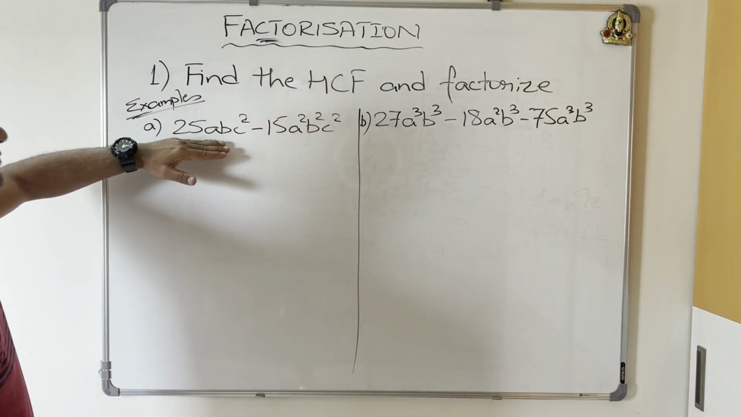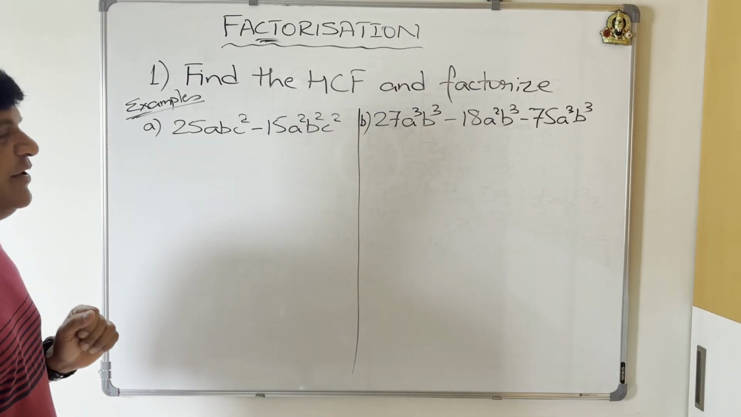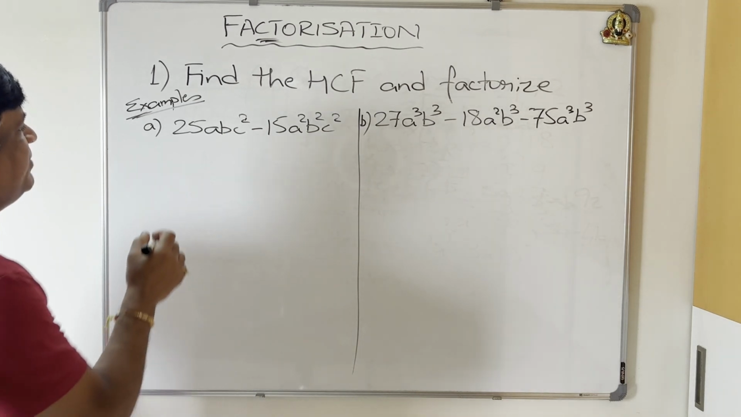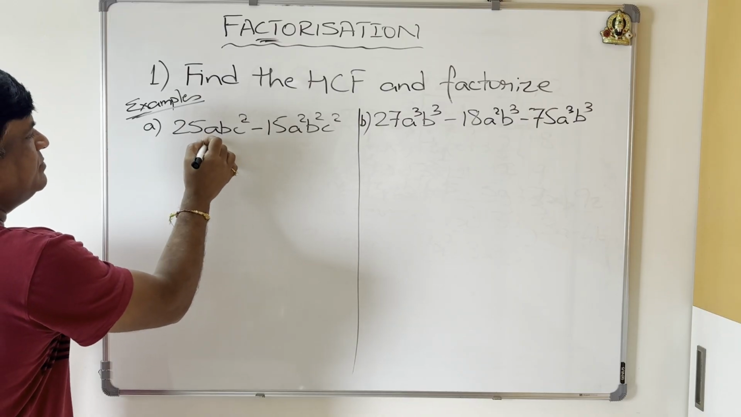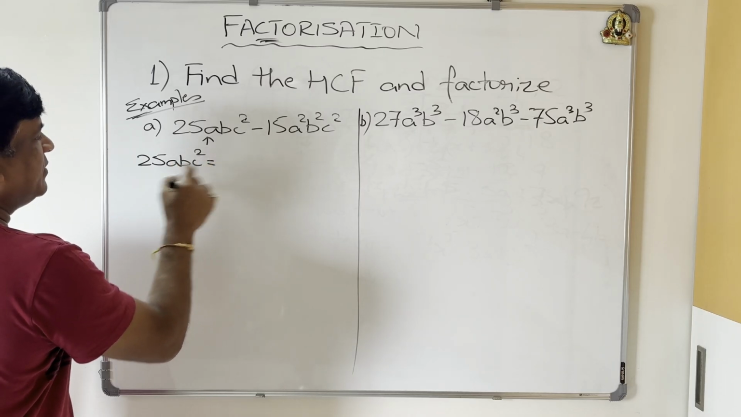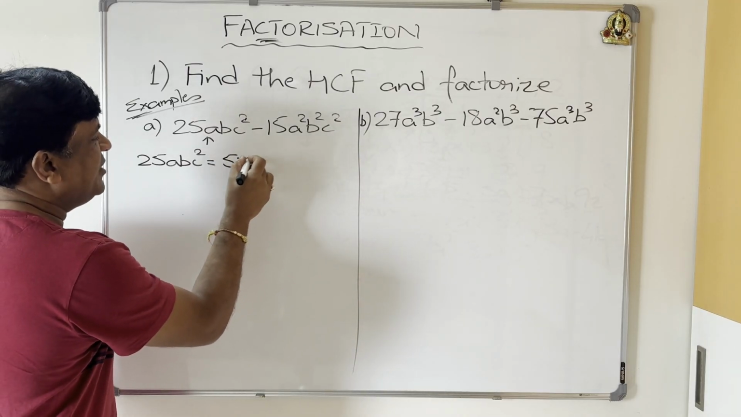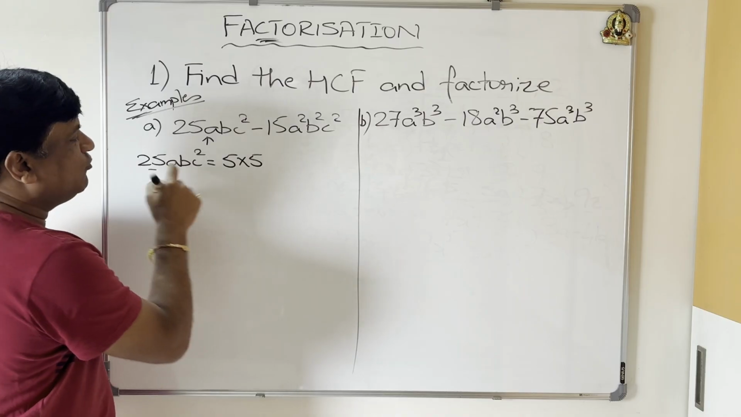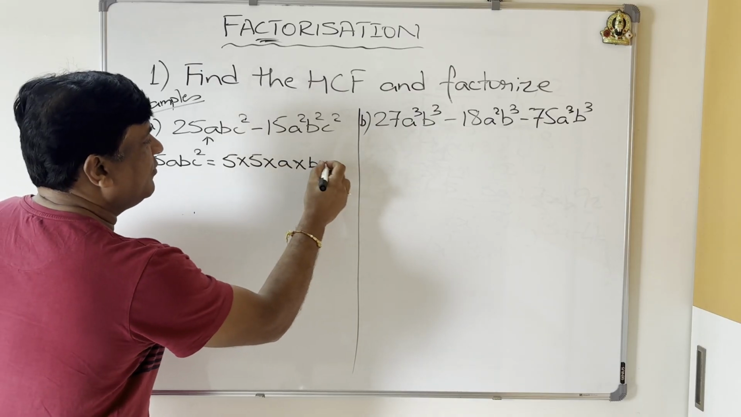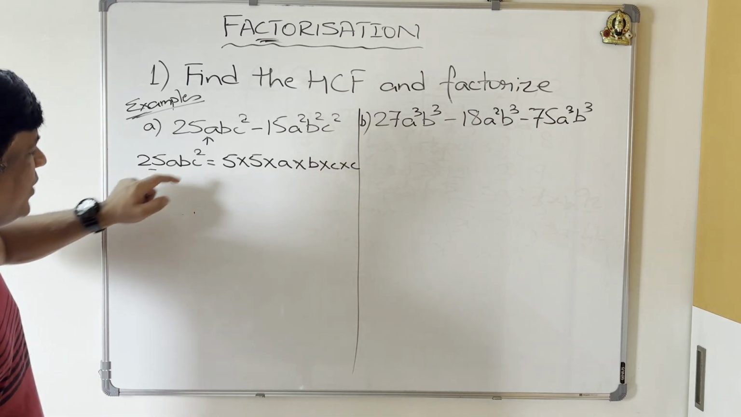For example, you have the first expression as 25ab square minus 15a square b square. You want to break them into two factors. How are you going to do it? The very first method is to take this first term and write it like this, 25abc square. How can I break it down into factors? Can I write 25 as 5 into 5? I am covered with 25. There is only one a, there is only one b, and there are a couple of c's. So can I write it like this? Done. I have broken it down into prime factors.